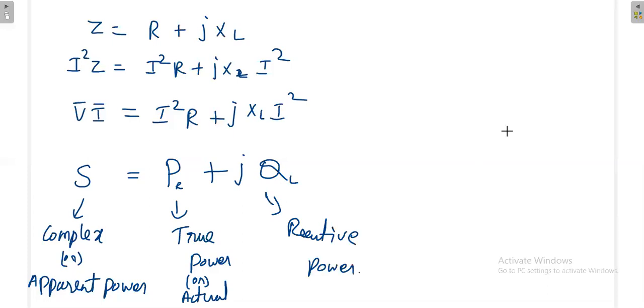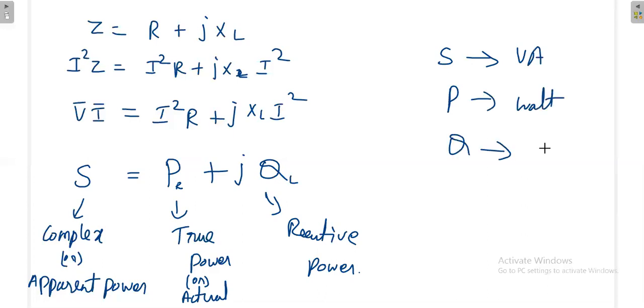Yesterday itself I told you what the unit for S is. The unit is volt ampere. For S the unit is volt ampere, for P the unit is watt, and for Q the unit is volt ampere reactive, to denote that it is reactive.